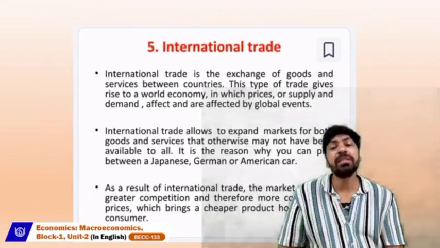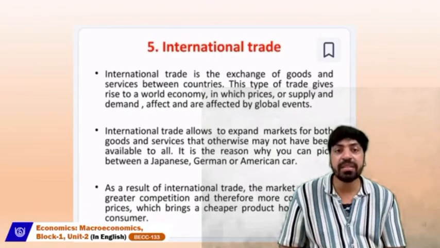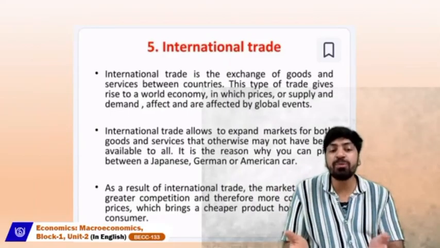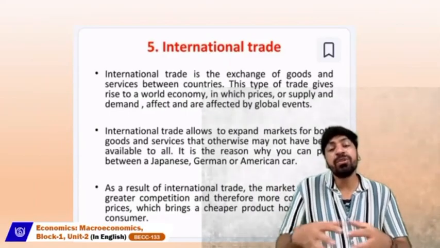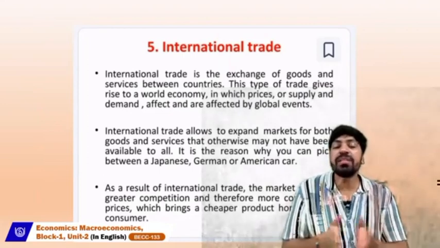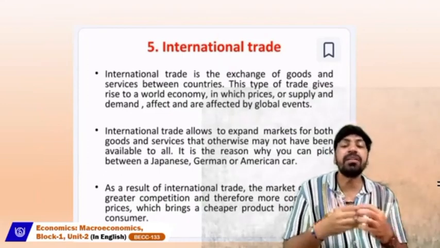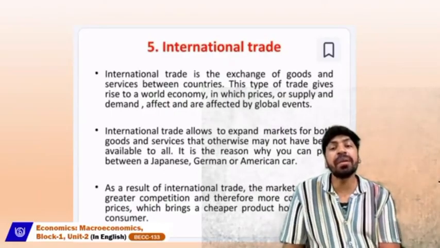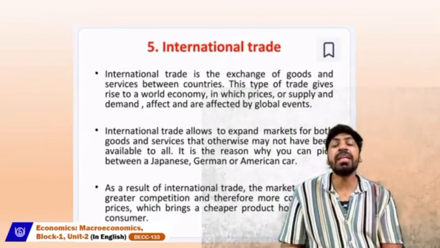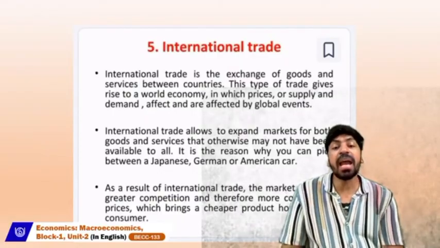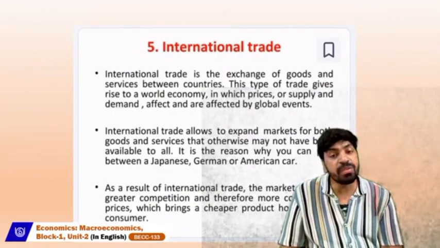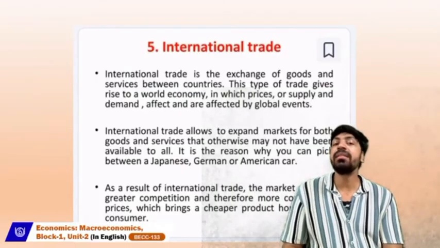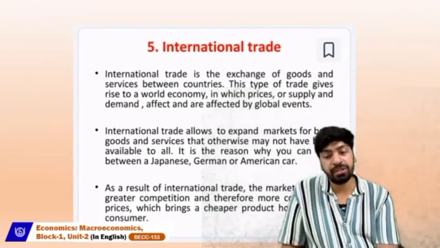And of course, international trade comes across global boundaries, and that could be between any countries, like Japanese, German, or American, related to any product, for example, cars. When we talk about innovations of technology, or outsourcing services like Genpact and other services, they come under international trade.